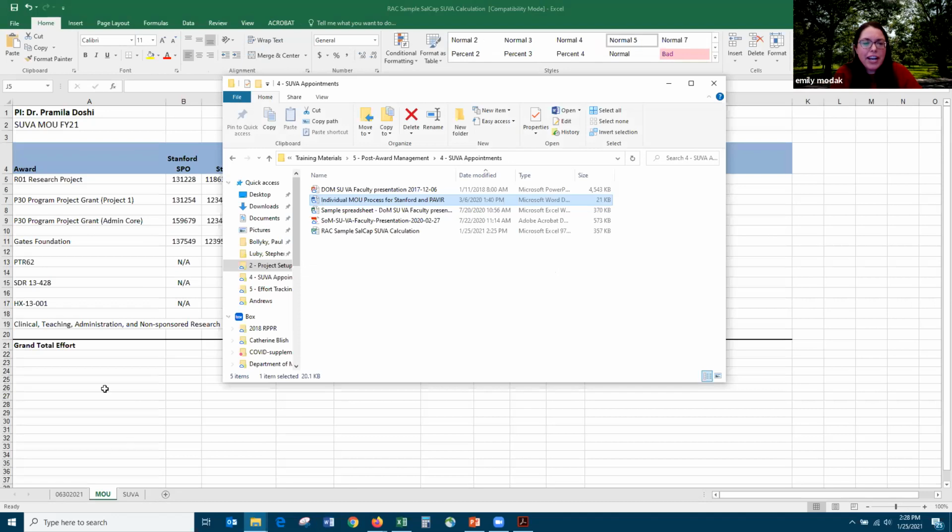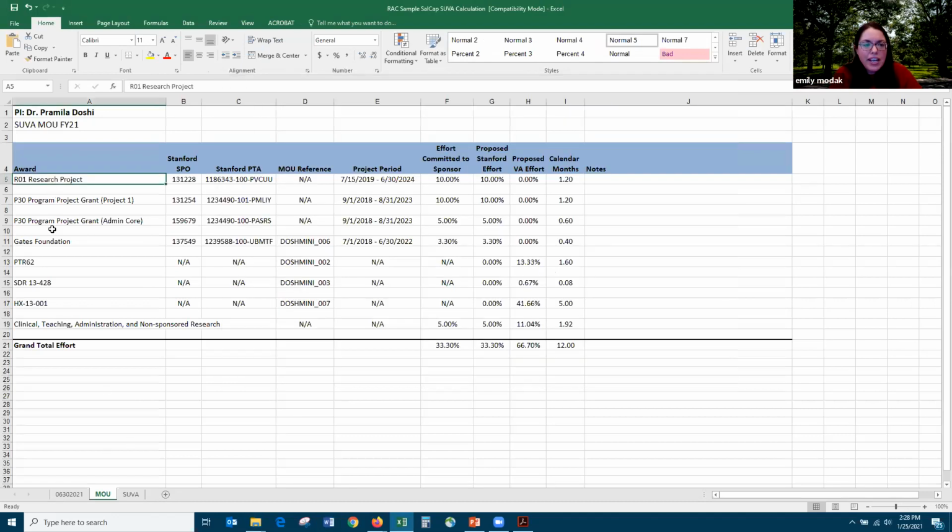So to keep all this straight, I create a tab for myself that just lists the awards, the SPO numbers, the Stanford PTAs. If there's an MOU reference, these are the VA references. I don't know what they mean, but I tie it back so that I understand what award is being discussed. And then the effort committed to the sponsor. Again, here we've got our 33.3% on the Stanford side, the proposed Stanford effort, and then the VA is the 66.7, and it all totals to 12. So these are just some tools to help you kind of unravel these SUVA arrangements.